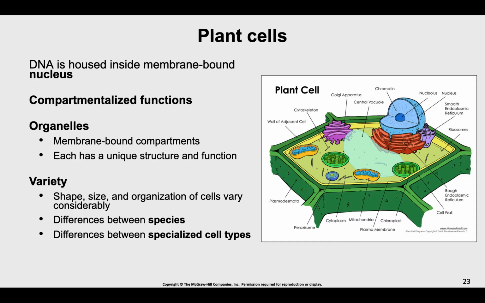Now, if we look at cells, there's going to be a variety of cells. Depending on where we are looking in the plant, they're going to vary in size, in shape, and in their specialized functions. For example, not all plant cells will have chloroplasts. Think about those epidermal cells. They don't have chloroplasts in them. But those mesophyll cells in the ground tissues, they would.